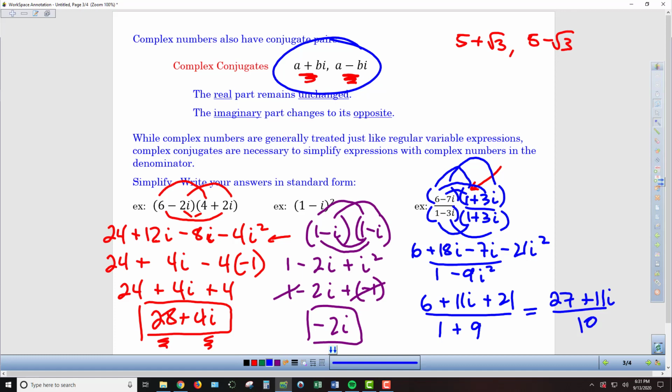Now, if I could divide everything here by 2 or by 3 or something like that, then I'd be able to reduce a little bit. But in this case, there's no reducing possible. This problem is simplified. But the whole point of this exercise was to make sure that we eliminated the i from the denominator, and so we did that by using that conjugate pair.